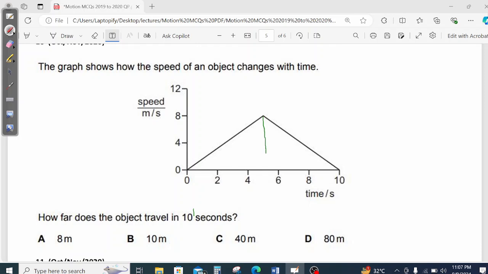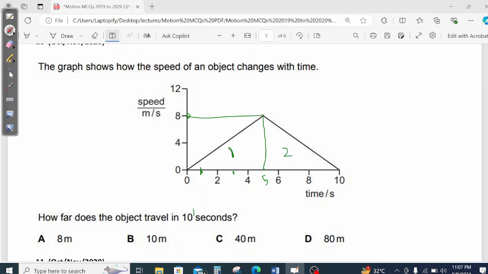Draw a perpendicular straight line. Okay, so this point will be 5. How do I find it? The graph is starting from 0, and the first value of the graph is 2 seconds. It means 1 will be in between 0 and 2. So 1, 2, 3 is here, 4 and 5, and the top of that triangle touches the y-axis at 8 meter per second. So we have two triangles. The first triangle is this one, the second triangle is this one.